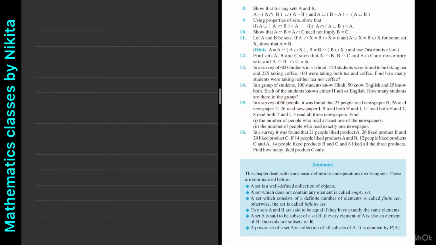So that means each of the students knows either Hindi or English. Now Hindi or English means union, and the universal set is equal to the union itself. So first let me write, let A be the set of students who know Hindi.